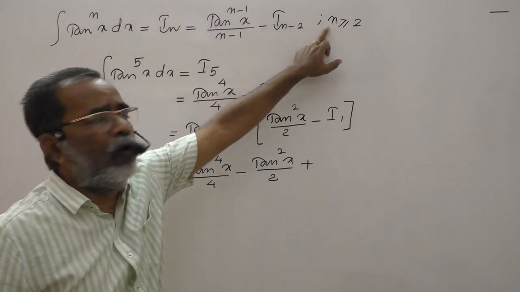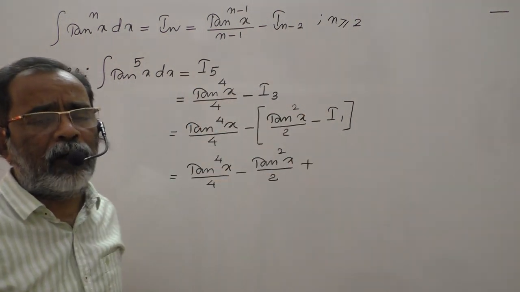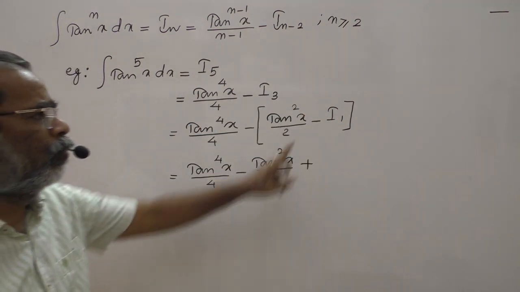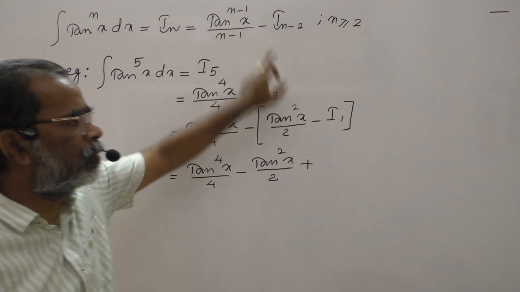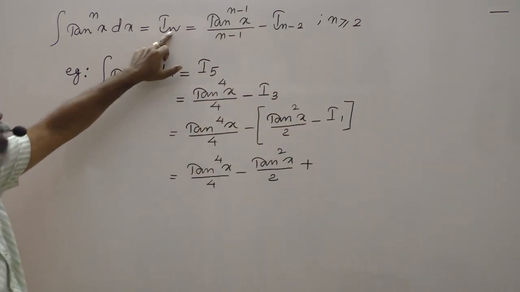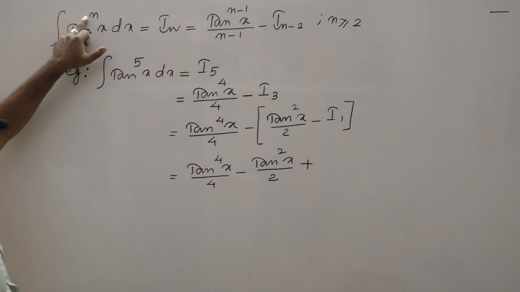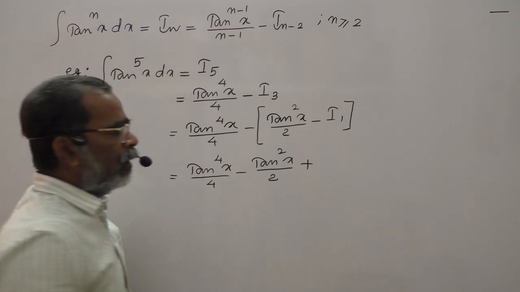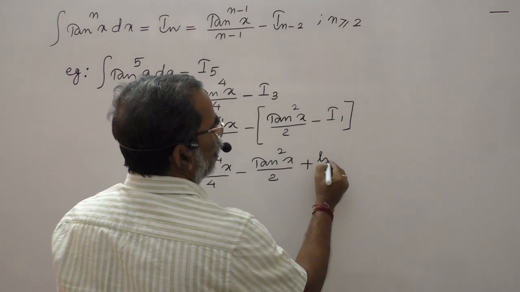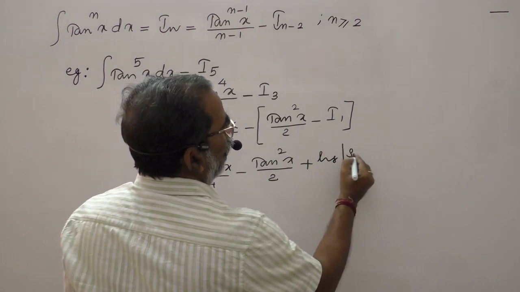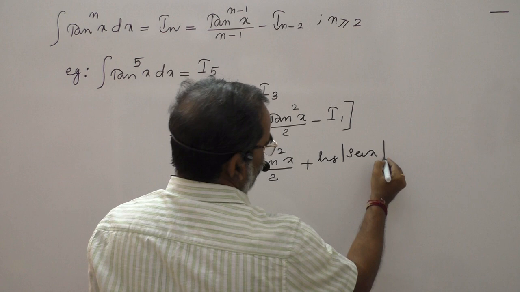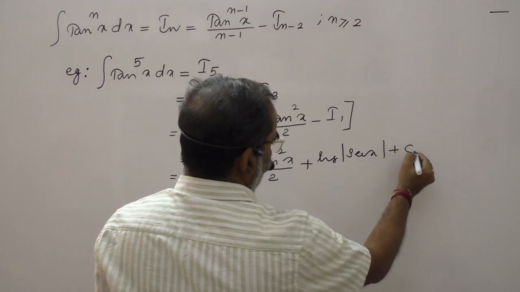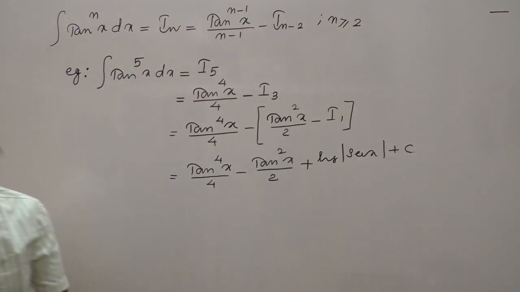This is applicable for n equal to 2 or greater than 2. For 1 you cannot apply this. 1 means n equal to 1. Put n equal to 1 in this, then this is a simple integrand. Integral tan x. What is integral tan x? Log of sec x. That's all. This is the problem.